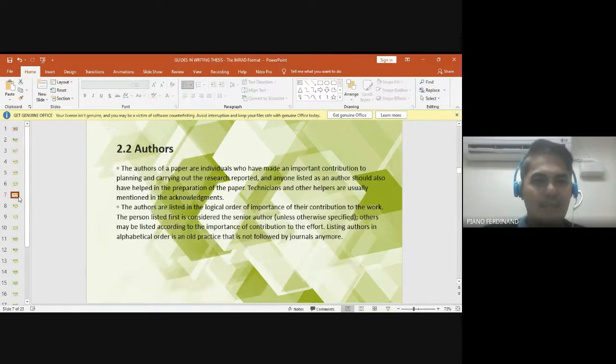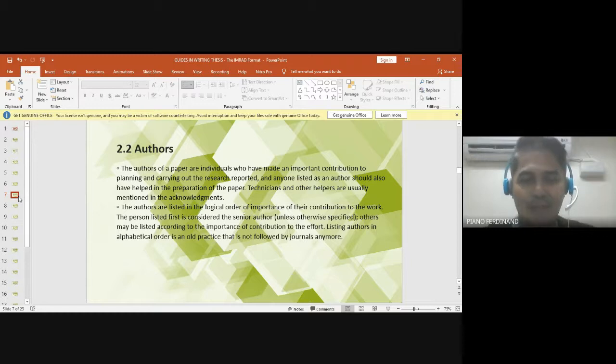Let's now proceed to the authors. Okay. So authors of a paper are individuals who have made an important contribution to planning and carrying out the research reported. And anyone listed as an author should also have helped in the preparation of the paper, of course.